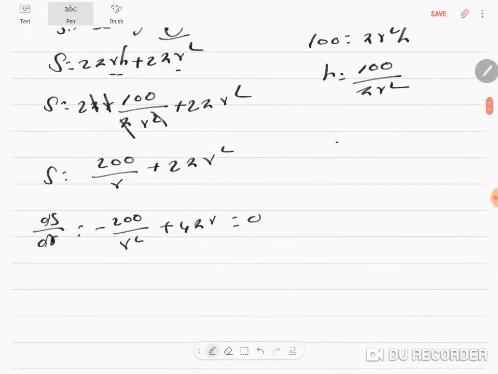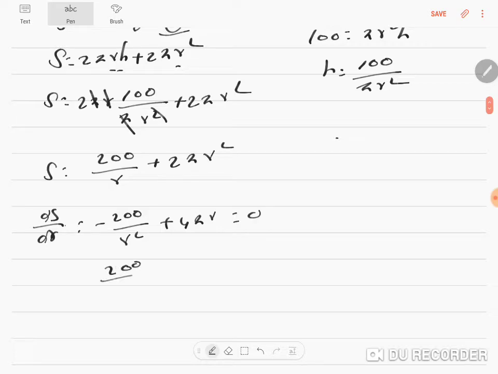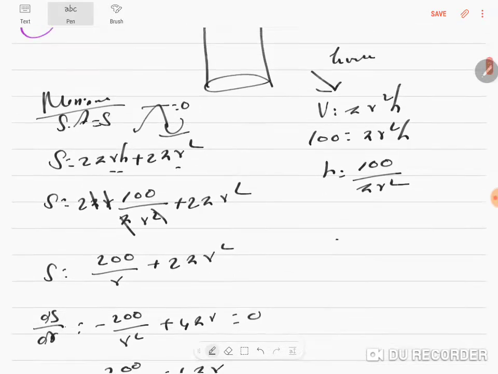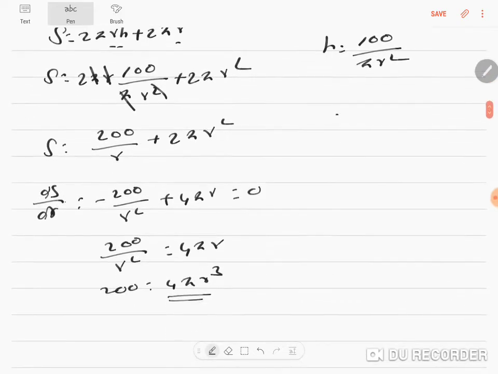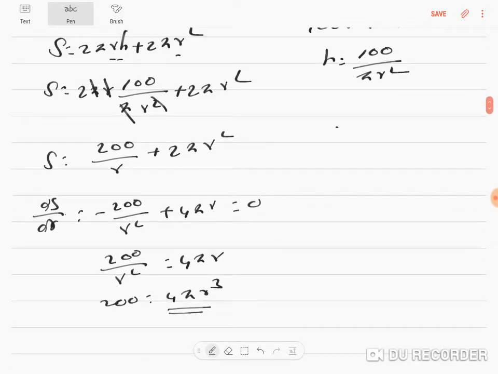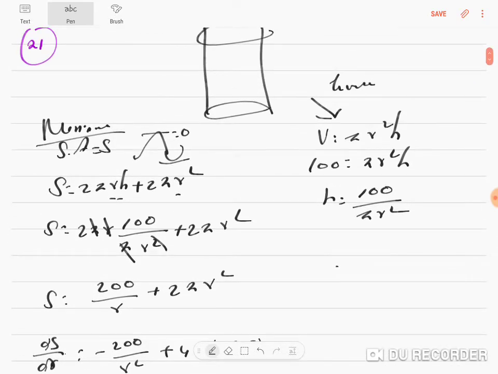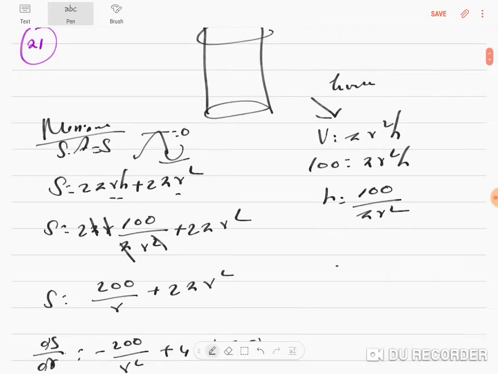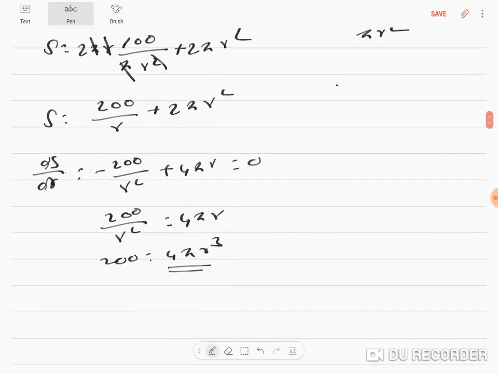This can be equated to 0 because there is no slope at that point. 200 by r square is equal to 4 pi r. So 200 is equal to 4 pi r cube. What is it I did? I got 4 pi r cube to be 200, from which you can find what is r.